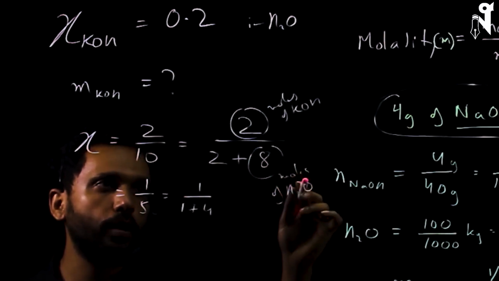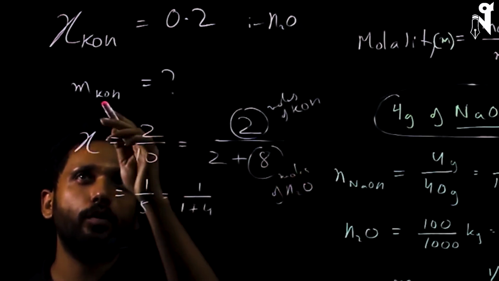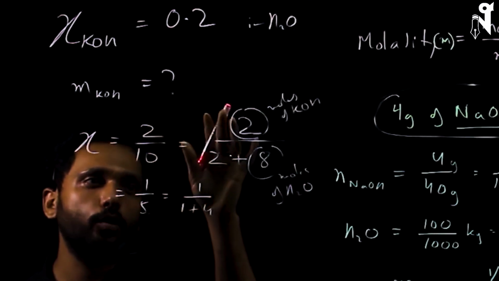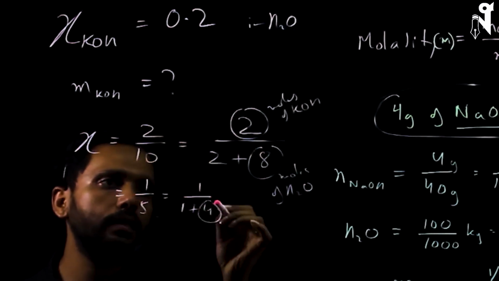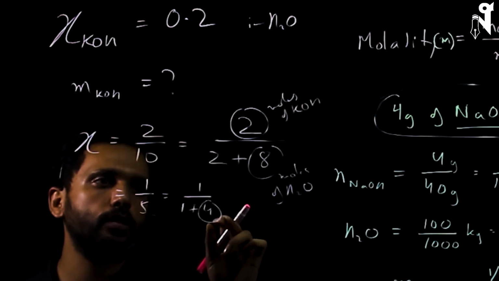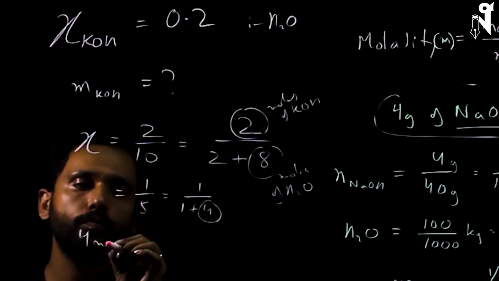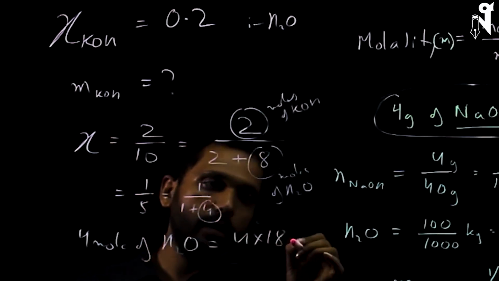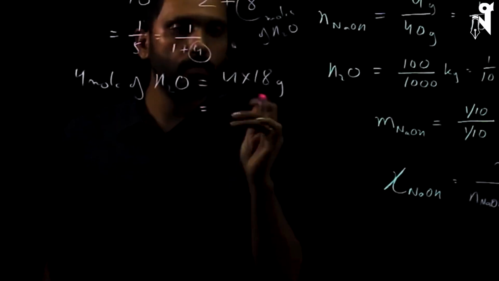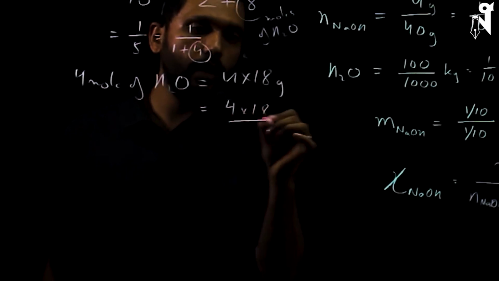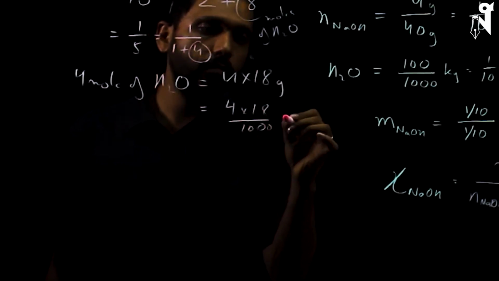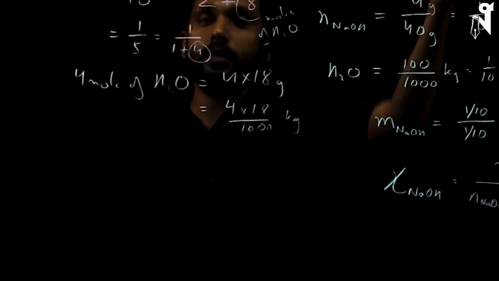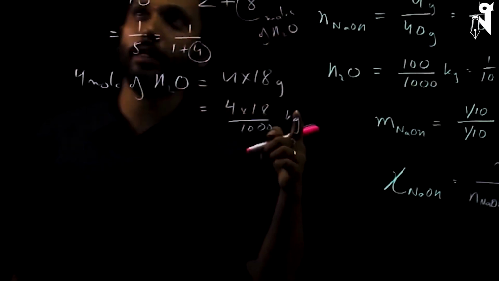So 8 moles of water is going to weigh how much? Because for molality I need to know the weight. Or let's do 4 moles. So 4 moles of water is going to weigh how much? So weight in grams is 4 into 18 grams. Weight in kg is 4 into 18 by 1000 kg. That is what we require for molality. Weight in kgs, mass in kgs.